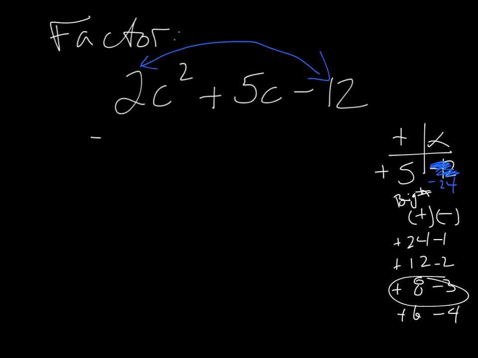So again, I'm going to decompose. So 5c can be made by saying 8c minus 3c minus 12, 2c squared.